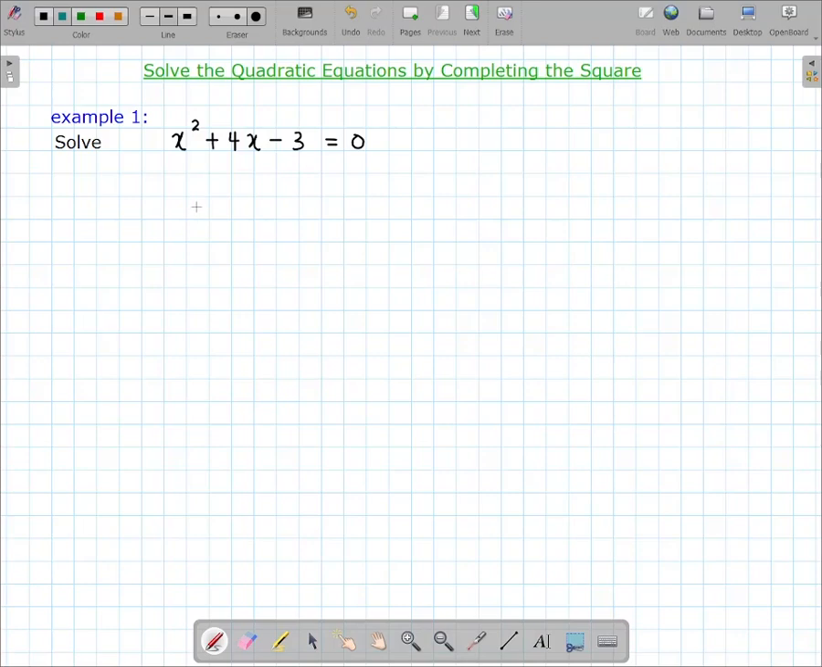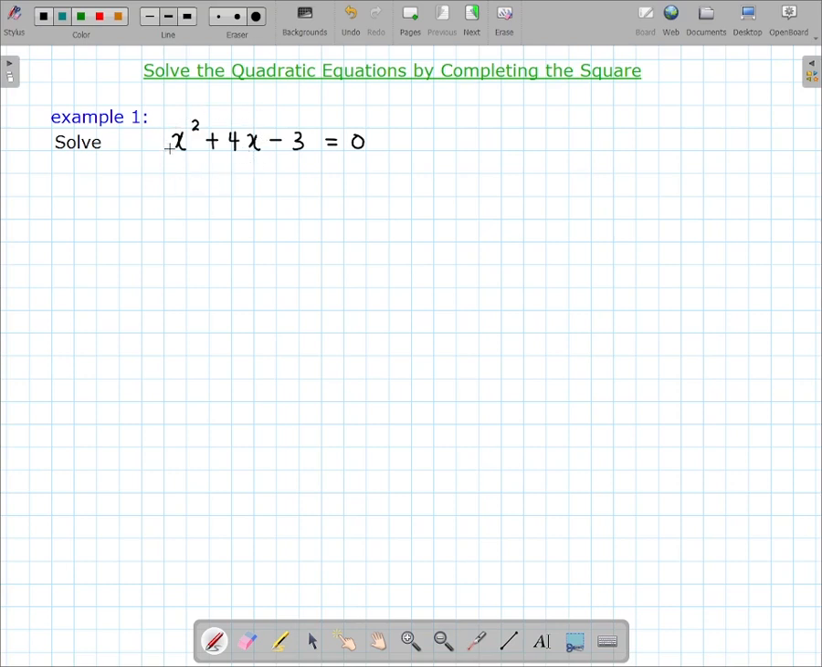Hi, today we are going to solve quadratic equations by completing the square. Example 1. Solve x squared plus 4x minus 3 equals 0. So in here, what we have to do is take the quadratic term and the linear term and try to write this as a complete square.